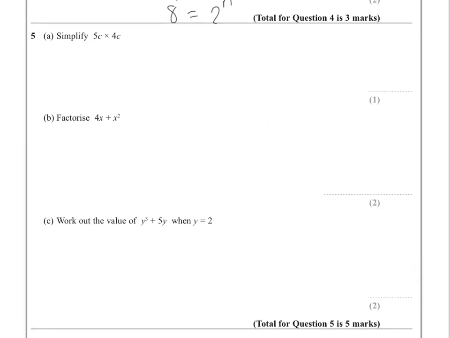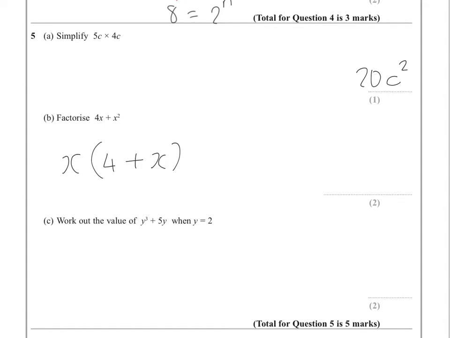Question 5. Simplify. Well, 5 times 4, 20. C times c, c squared. Factorise, looking for a common factor. X times 4 gives me 4x. X times x gives me x squared. So factorised, x brackets 4 plus x.